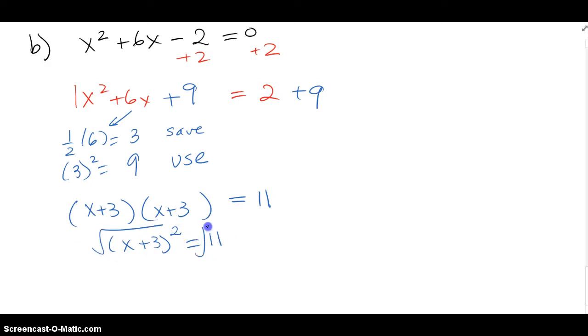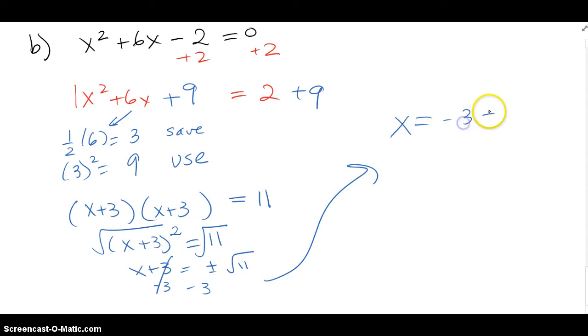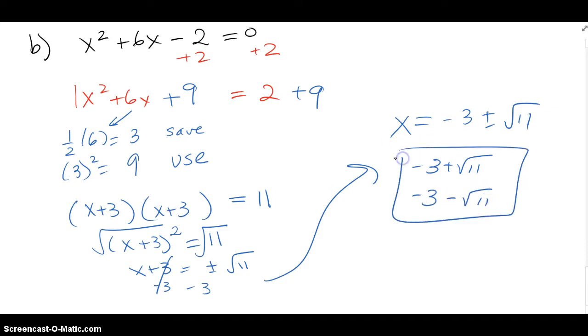I can square root both sides. X plus 3 is equal to plus or minus square root of 11. Subtract 3 from both sides, and we got x equals -3 plus or minus square root of 11. So I have two answers. -3 plus root 11, -3 minus root 11.